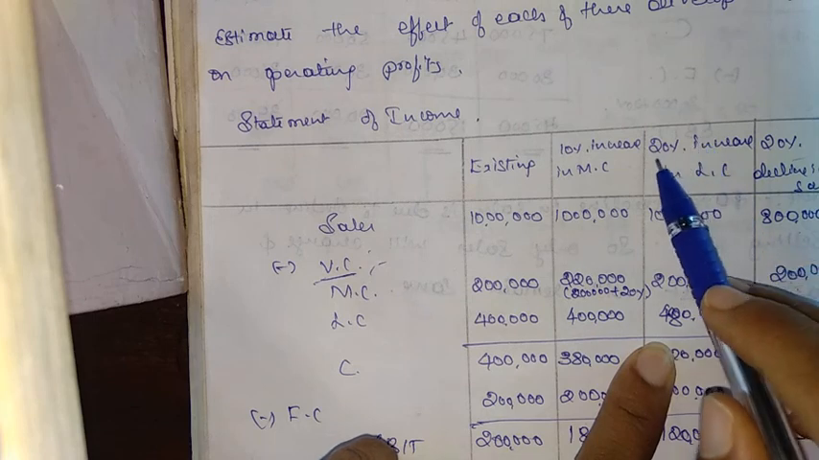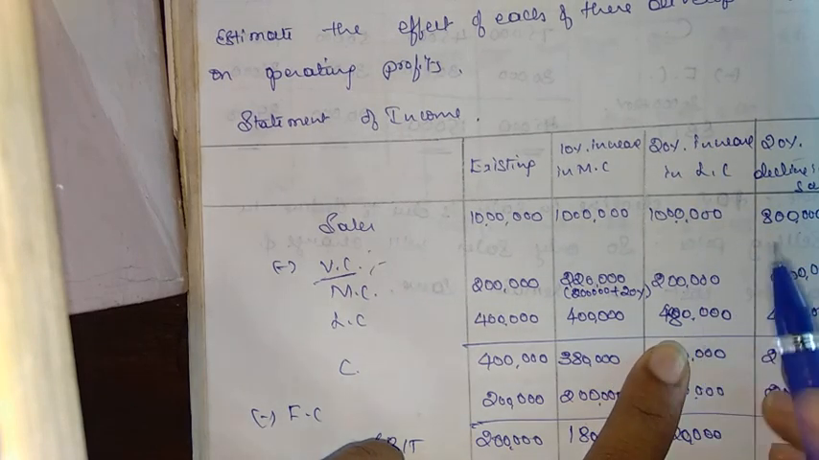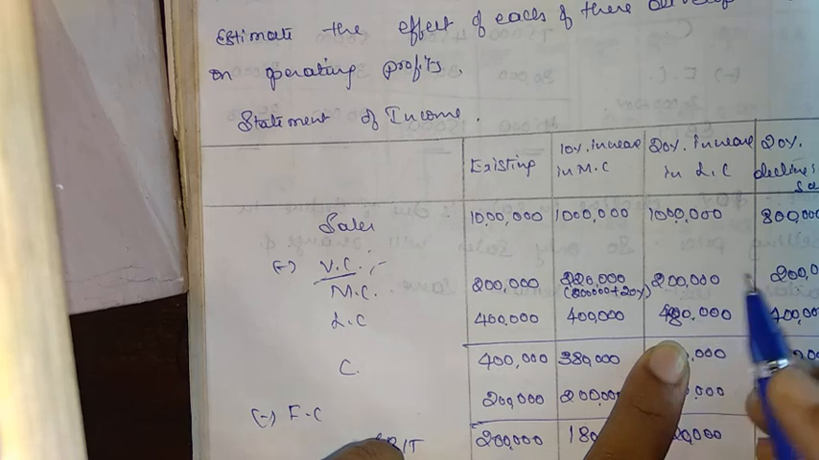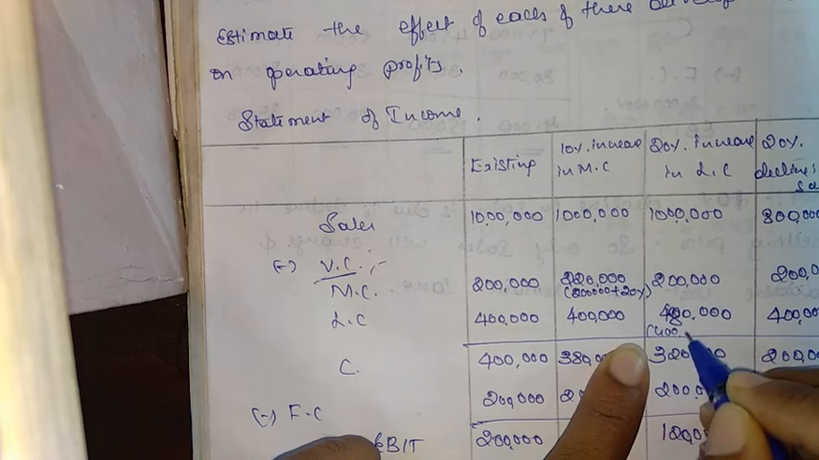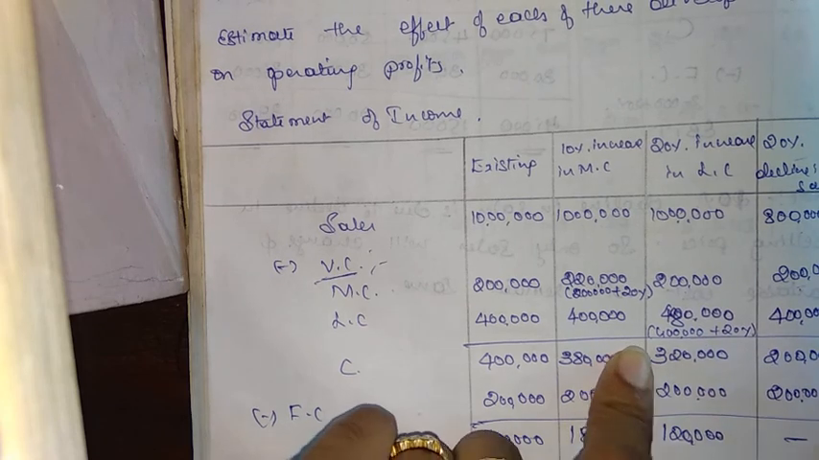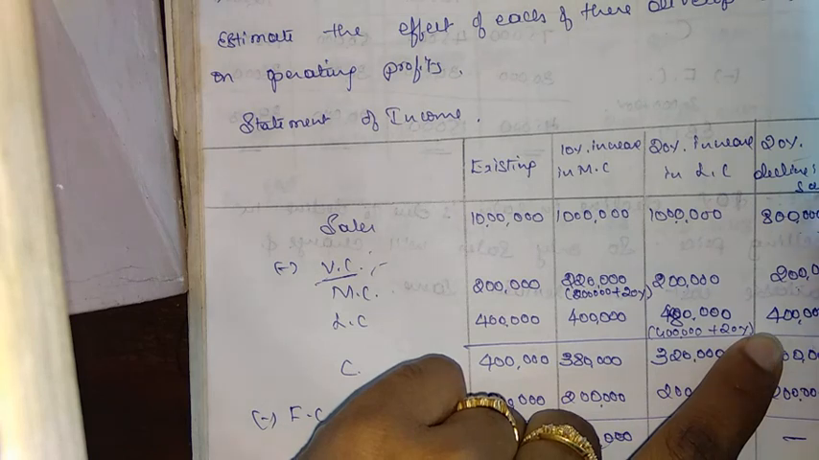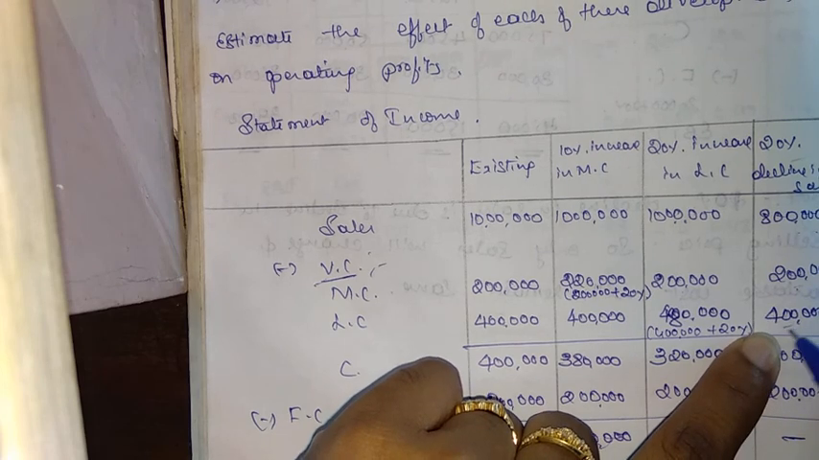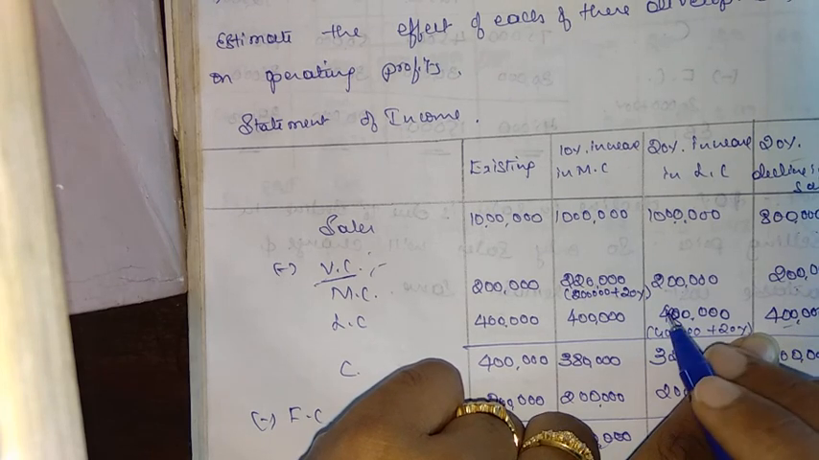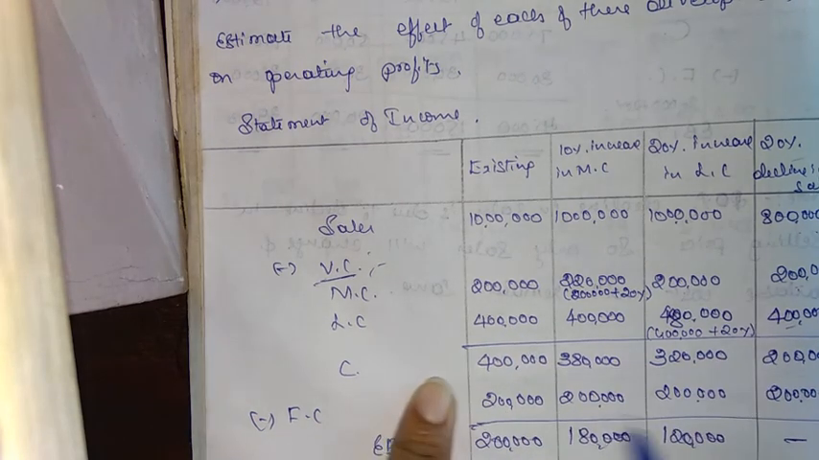Then third column, 20% increase in labor cost. So 4 lakh plus 20% means 80,000, so 4 lakh 80,000 is the labor cost. Then fourth column, the decline is with regard to sales, as the assumption is decline in selling price, not units. So no effect on labor cost. It remains the same as the existing situation, 4 lakh.